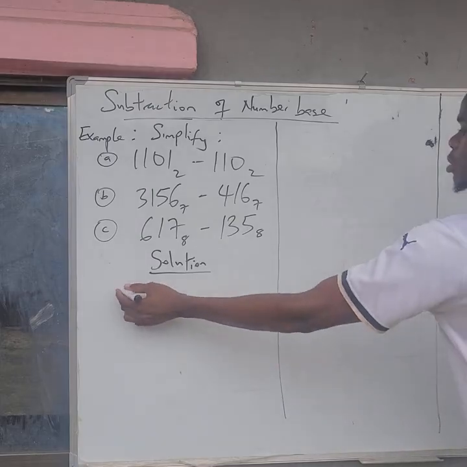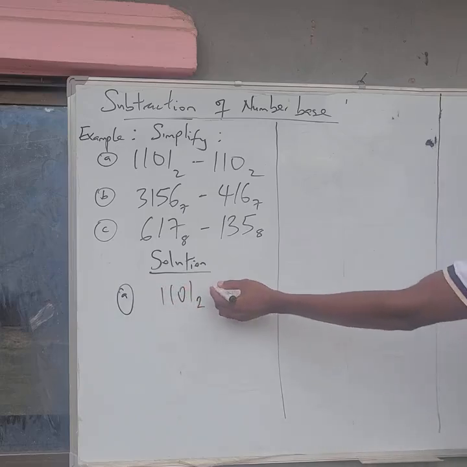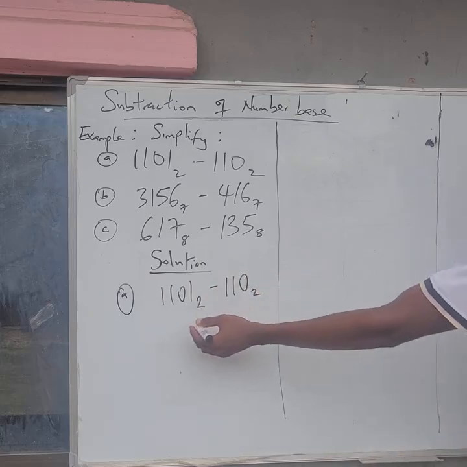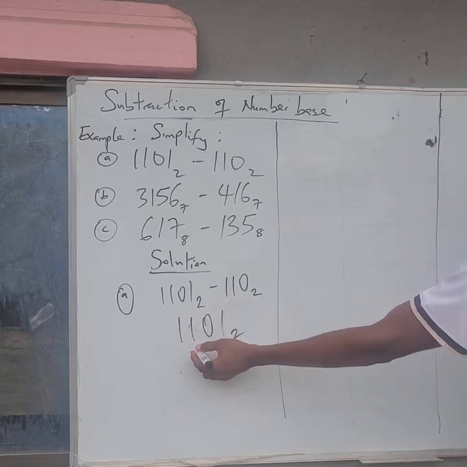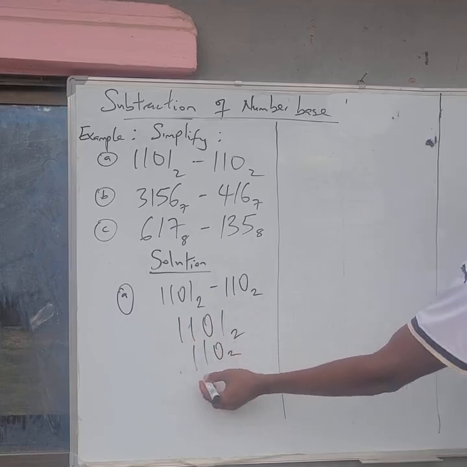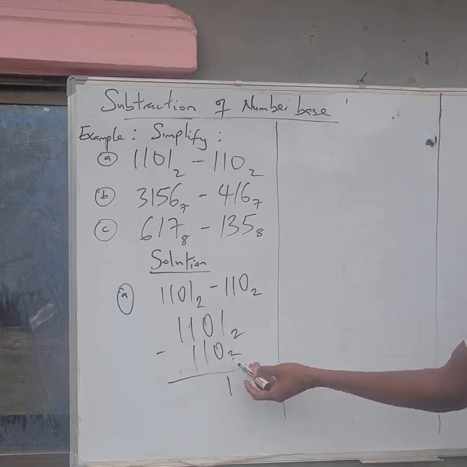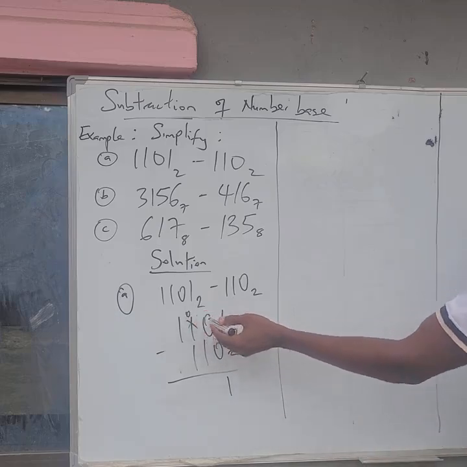So the first one is 1101 in base 2 minus 110 in base 2. So you write it out, 1101 in base 2, and you write 110 in base 2. Let's subtract. 1 minus 0 is 1. 0 minus 1, it can't go, so you borrow from here. Now, borrowing from this 1, it will remain 0.